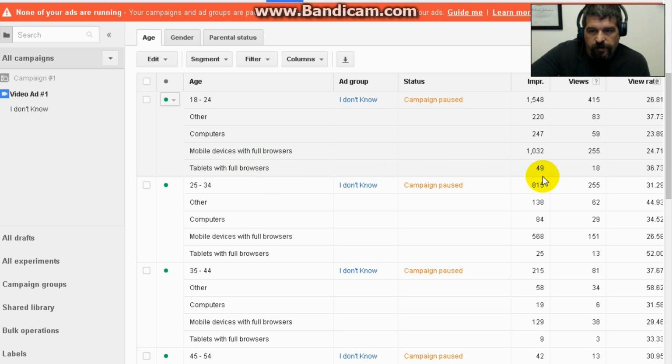Tablets with full browsers, only 49 people watched on a tablet, or had an impression on a tablet, and 18 of those watched it. 25 to 34-year-olds, other computers, 84 people. Mobile devices, again, the overwhelming majority watched on mobile devices. That's from 18 to 34. Everybody's on mobile devices. How about 35 to 44-year-olds? Again, mobile devices is the big winner.